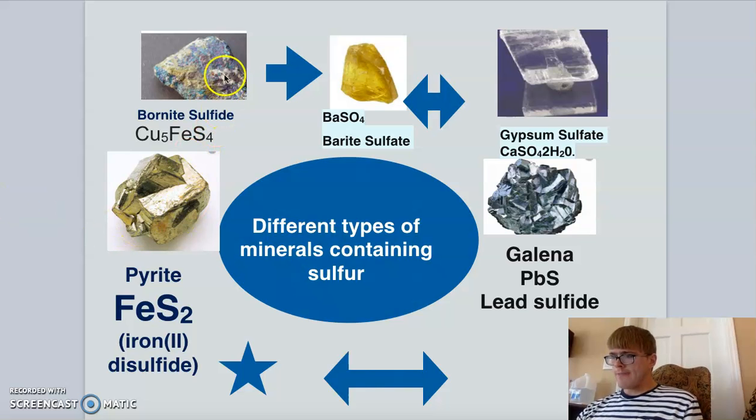Bornite is a sulfide mineral. A sulfide mineral is a primary accessory mineral in igneous rocks. Gypsum is a soft sulfate mineral. A sulfate mineral combines sulfur and oxygen with metal. Pyrite is an iron sulfide, also referred to as a disulfide. Later in this video, I am going to explain pyrite in more detail.